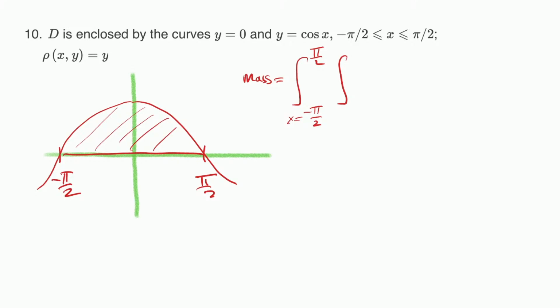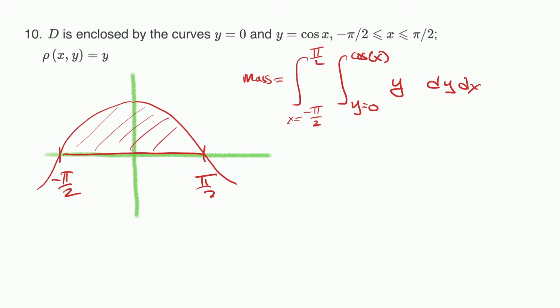And then the y values go from 0 to cosine of x, and the density is y dy dx. So far, so good? So that's the setup. That's the most important bit. So if you do nothing else on this quiz, get that in there and you'll be in good shape. So the mass. Then we have to evaluate this.